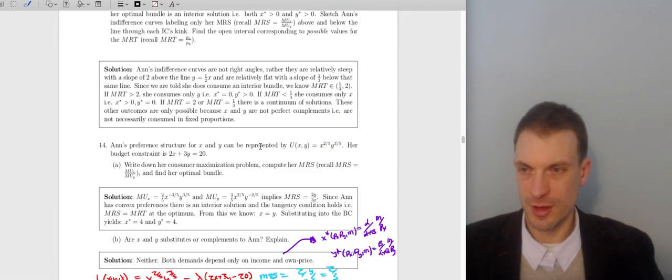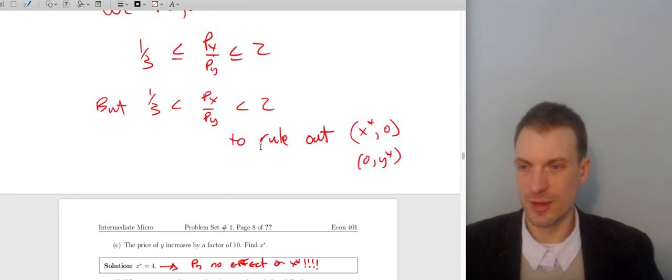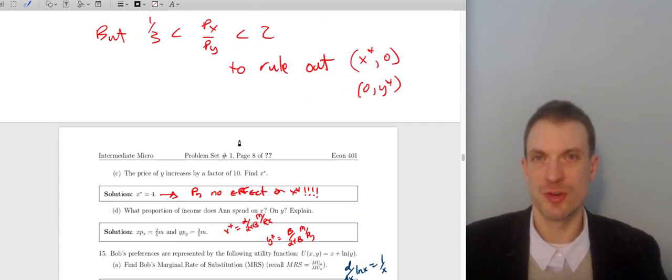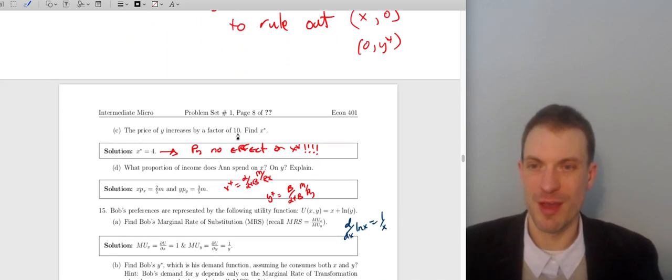That was 13. Nope, that was 14. So we did 14. Oh, we have to do part C. So I'm trying to have these pictures, but then it takes up the whole thing. All right. So suppose the price of good Y increases by a factor of 10. Find the optimal X.